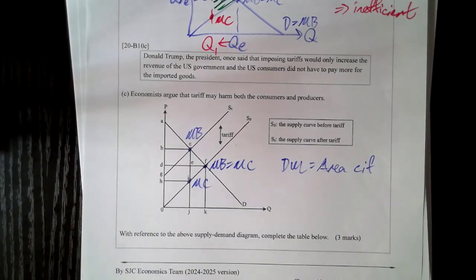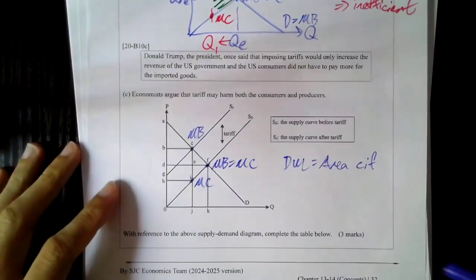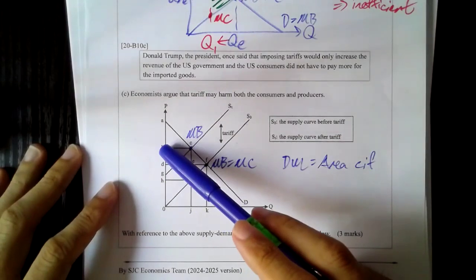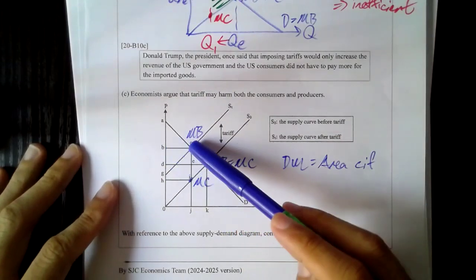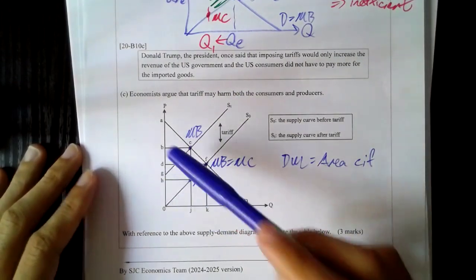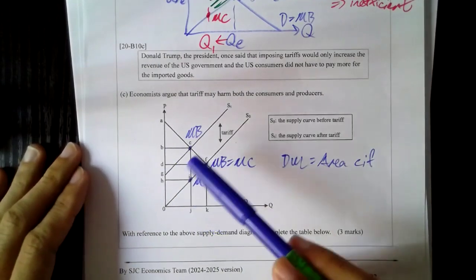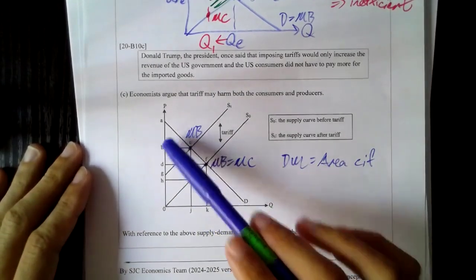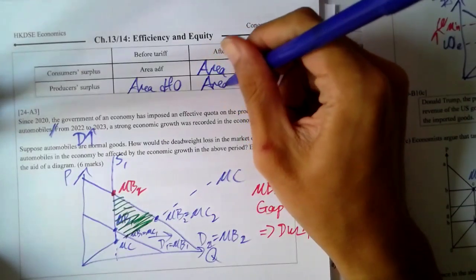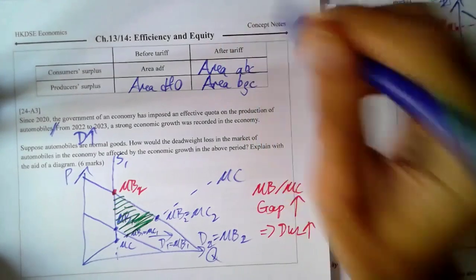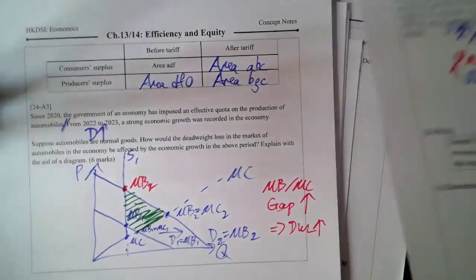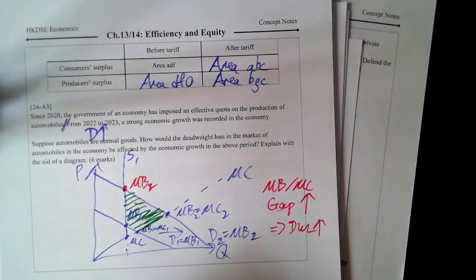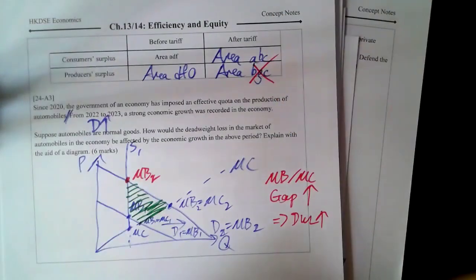Okay, now, instinctively, I know what you're thinking, right? Instinctively, we remember it's the distance between price and supply curve, right? So instinctively, I think many of you will be tempted to answer BGC. Here. Area BGC. Okay, many of you are tempted to do it. Unfortunately, this is actually not correct.